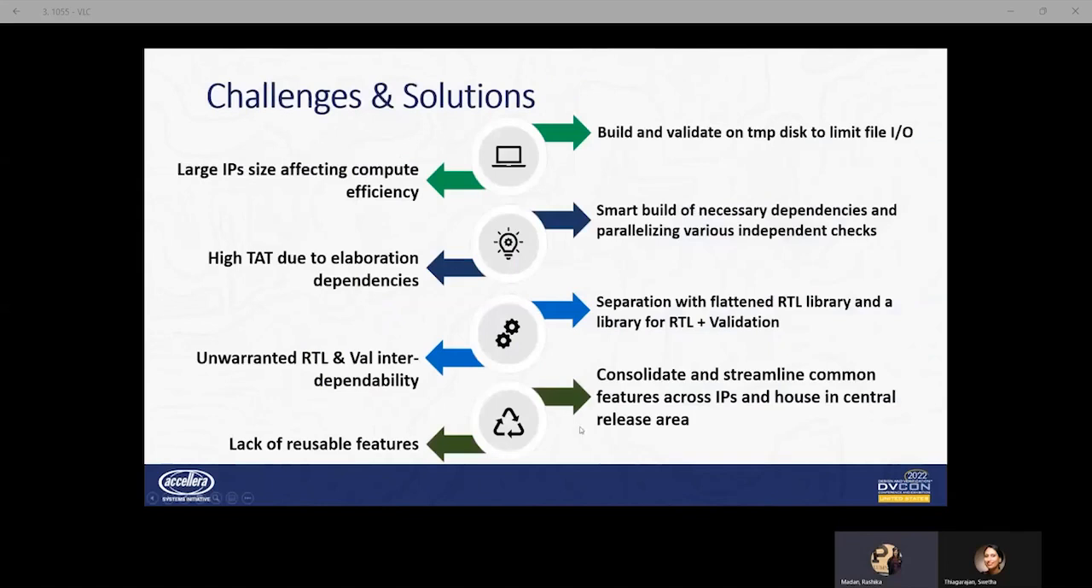Deployment of a new packaging tool and a quality checker came with its own fair share of challenges. This slide discusses our main challenges and devised solutions. Packaging large graphics IPs with over 150,000 files each created severe compute and runtime cost. We countered this by implementing most of the package building and validation on a local or a temp disk to avoid system crash.